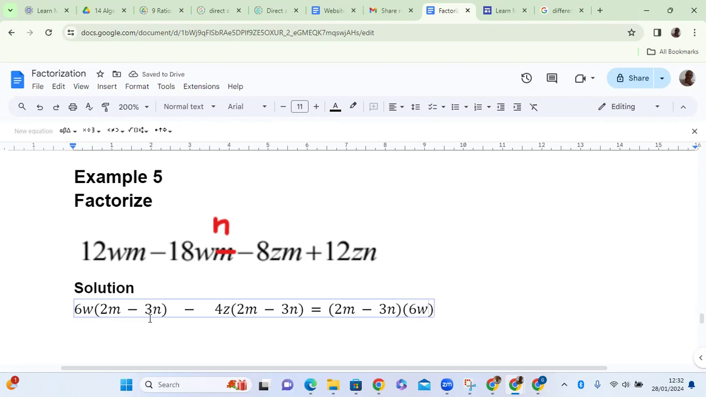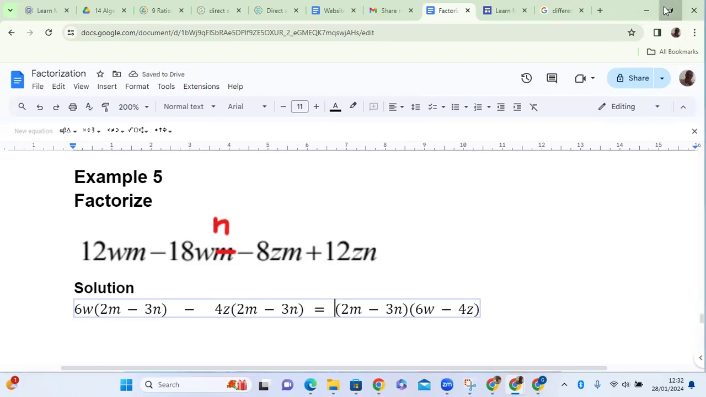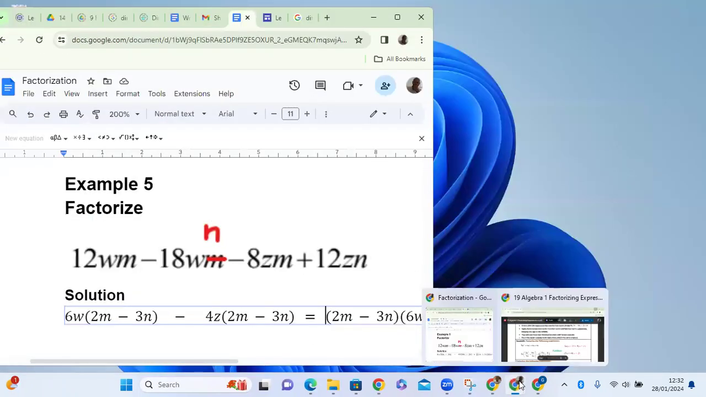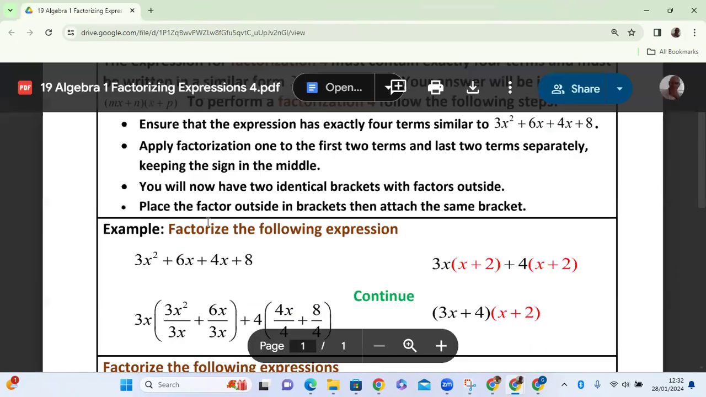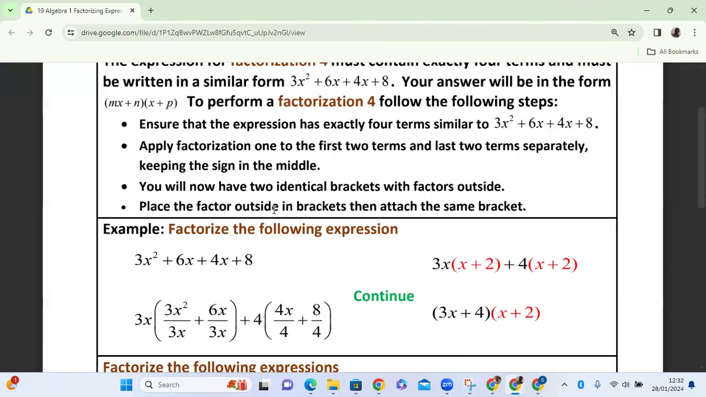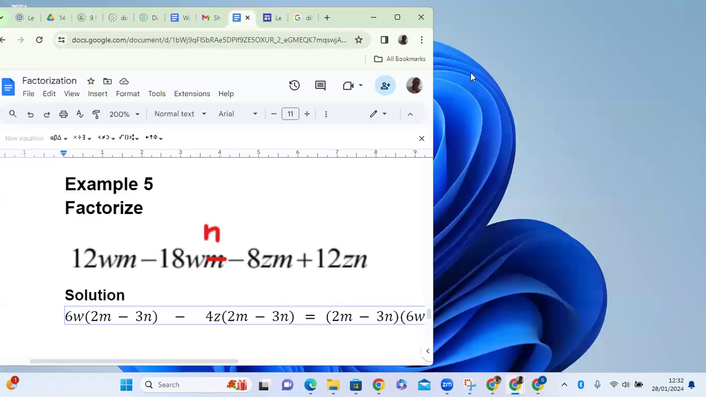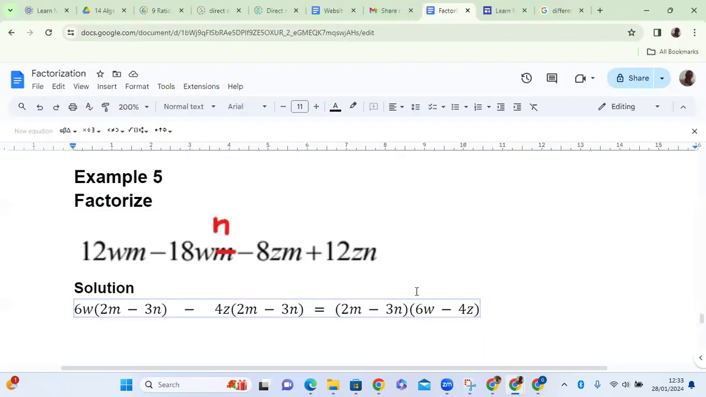And you're going to divide negative 4Z times 2M minus 3N by 2M minus 3N. The 2M minus 3N cancels out and you're left with negative 4Z. And that's it. You're applying factorization 1 when you are placing the factor outside brackets and then attaching the same brackets. Technically, it's factorization 1 you are continuing with, and that's the final answer.